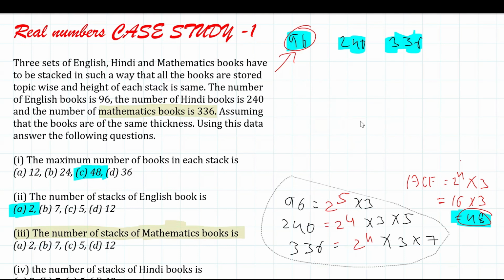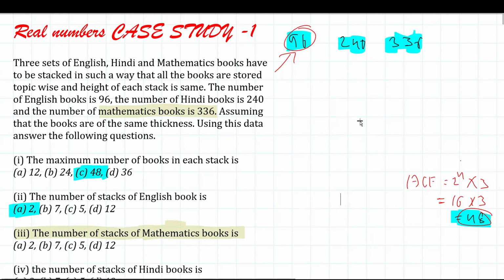So if I say the same way, if there are 336 books of mathematics and a single stack has 48 books, so clearly we can find the number of stacks. For mathematics books it will be 336 divided by 48, which should come as 7. So yes, we have an option over here. 7 is the correct answer.